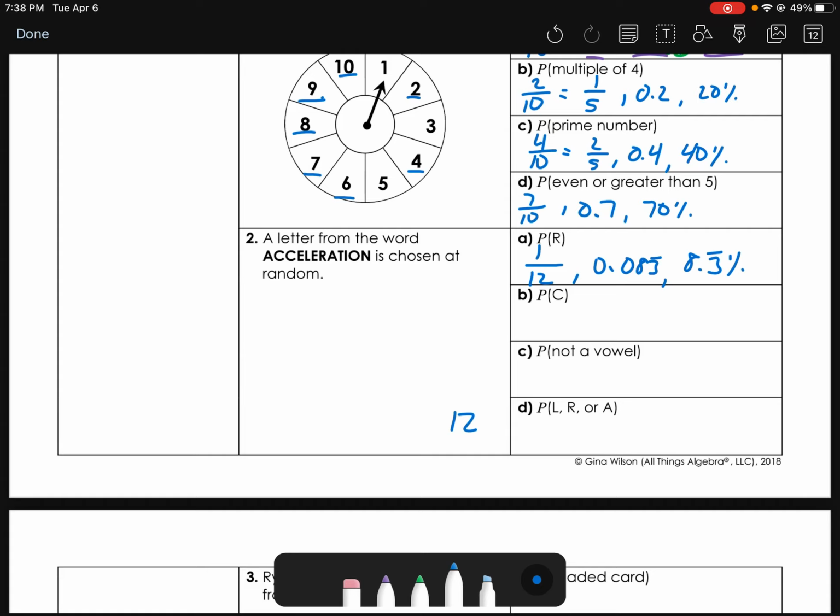The probability of choosing C. Well, I see 2 C's in there, out of my possible 12. 2 divided by 12 is 1 over 6. Again, I can divide 1 by 6. I would get 0.16 repeating. I can move the decimal place over 2 times, 16.6 repeating percent.